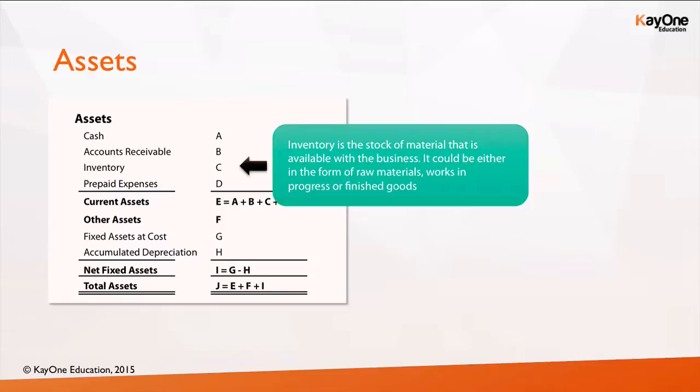So inventory is also a current asset because it is likely to be converted to cash within 12 months from the date of the balance sheet. And it broadly comprises three things: raw material, work in progress, and finished goods.